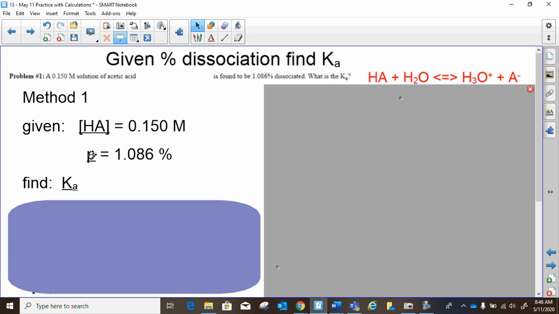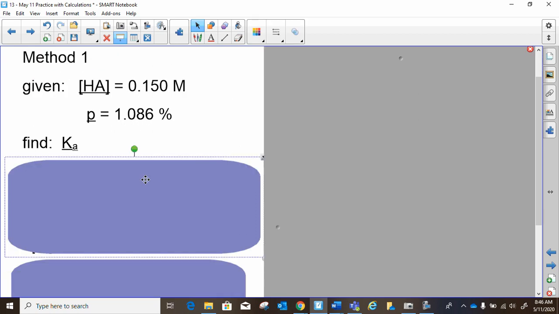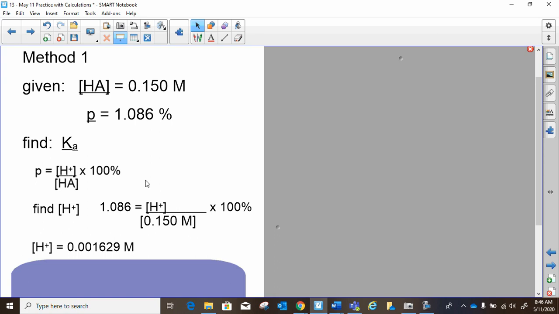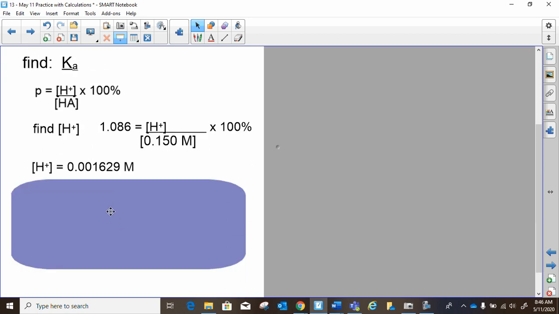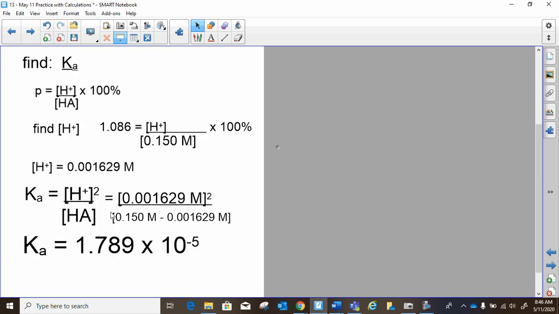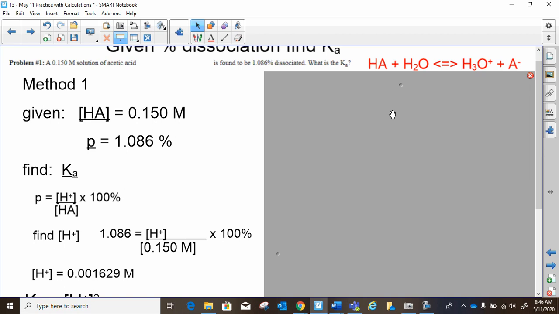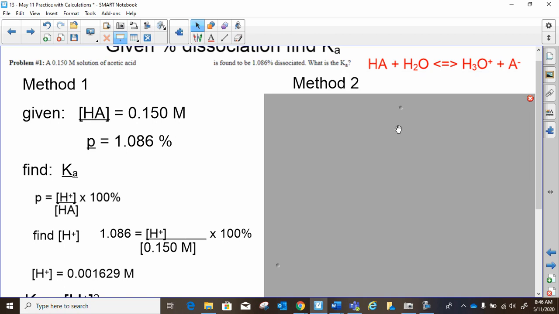And so when you look on your green sheet, you should see the P and the HA are connected by H plus. So if you use this equation, you'll be able to find the H plus. Now, we're looking for Ka. All right, well, what formula or equation can I use to find Ka? Well, now that I know H plus, I can find Ka using this equation.